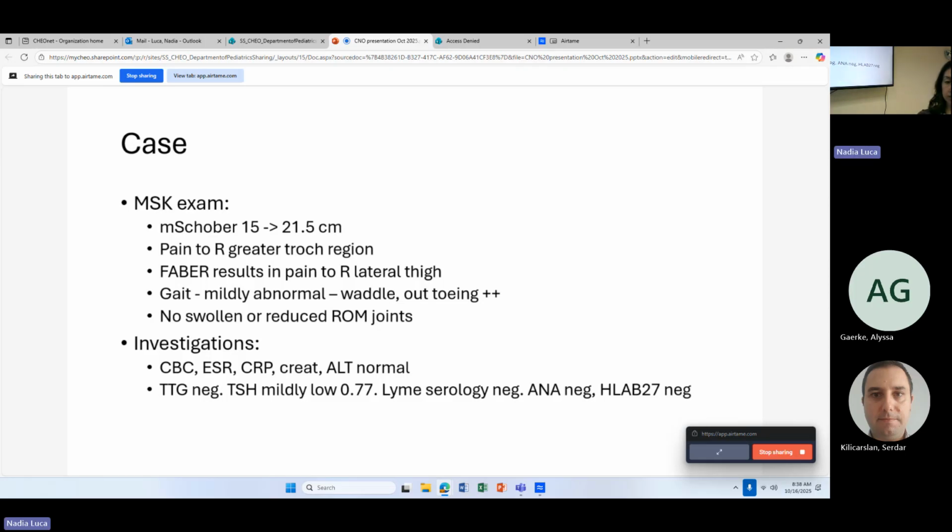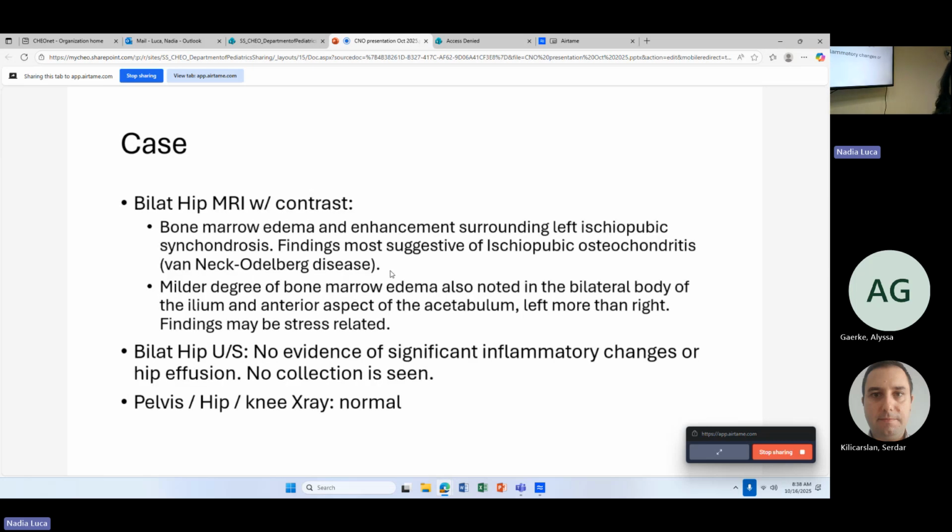Where to go from here? He did come with some imaging, so I won't make you guys guess what's on the imaging. But basically, he had x-rays which were normal. He had ultrasound, which didn't show any hip effusions or any abnormalities in that area. But he did have some changes on here.